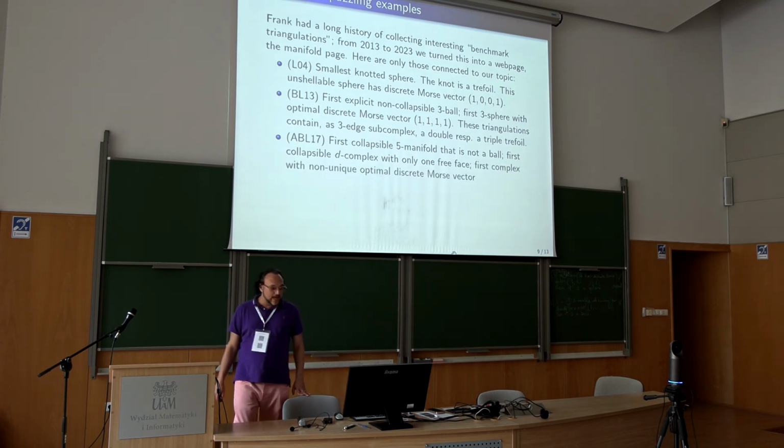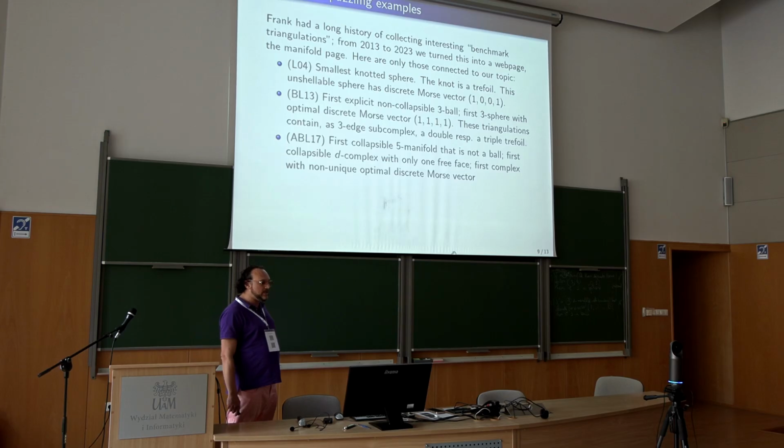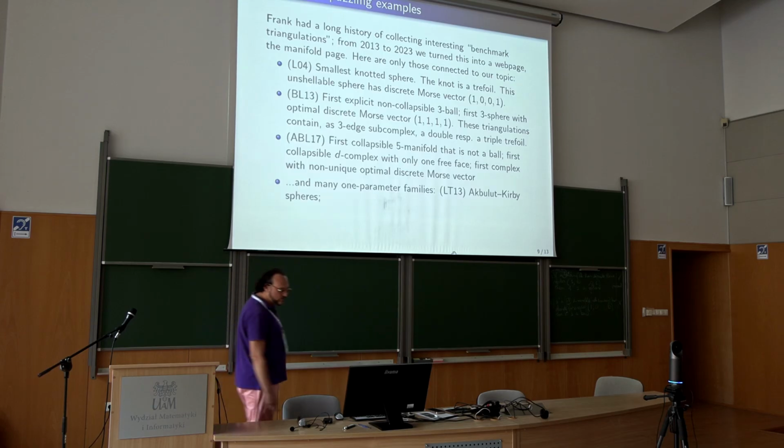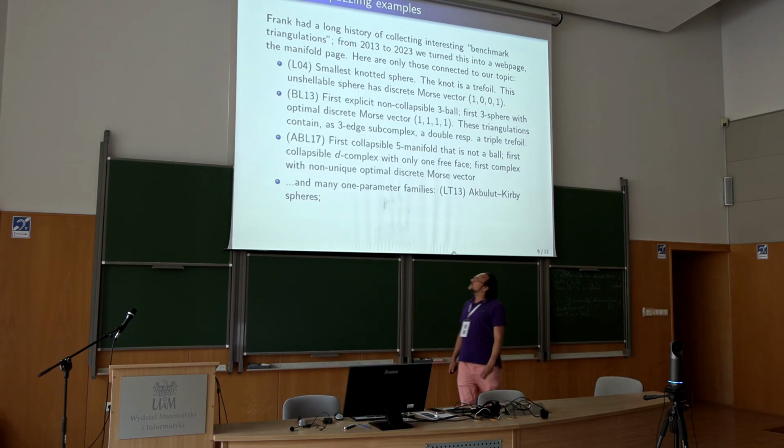And there's also an example in the same paper of a complex with non-unique optimal discrete Morse vector. So it's a contractible complex of dimension, if I remember right, 4, but it can be extended to other dimensions, which has both 1, 1, 1, 0 and 1, 0, 1, 1 as best possible discrete Morse vector, but it's not collapsible.